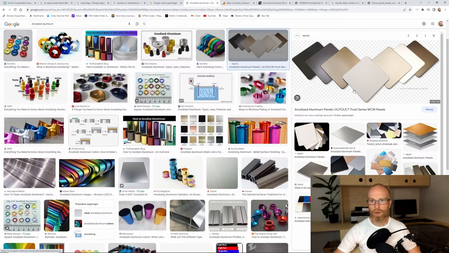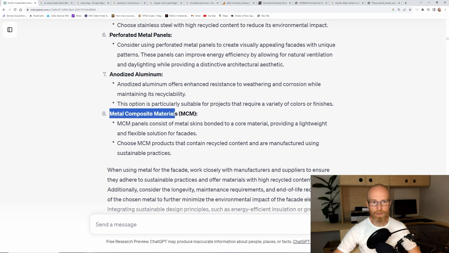Anodized aluminium. I found a sample up here. You can get those in various colors, so we could use that in combination with copper. So that's also an opportunity. Yeah, and then metal composite materials.